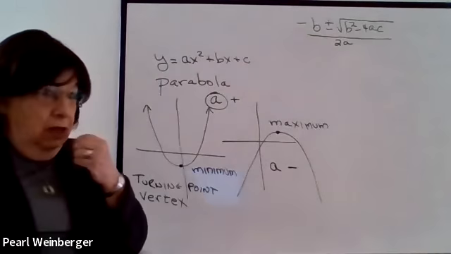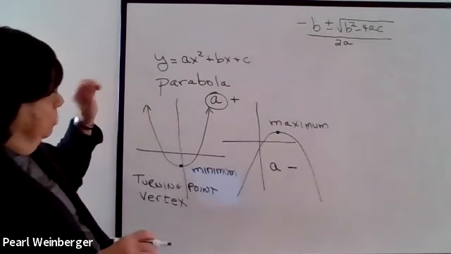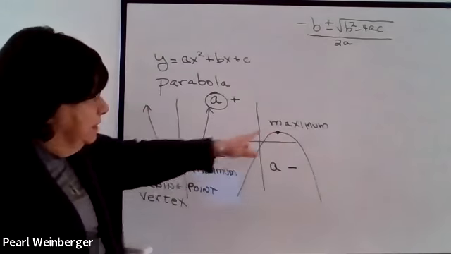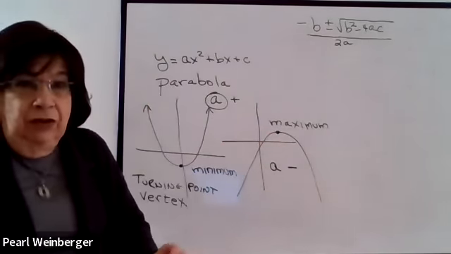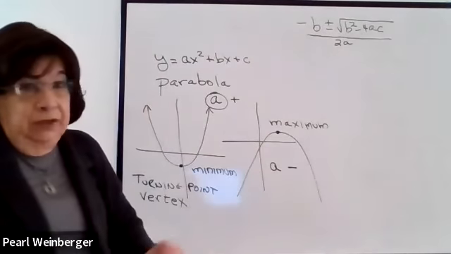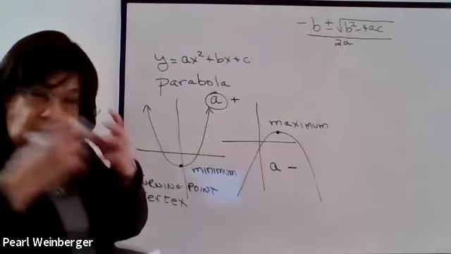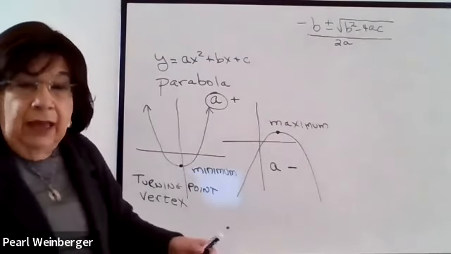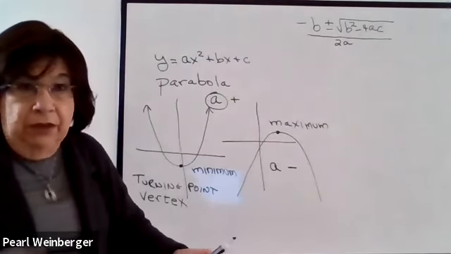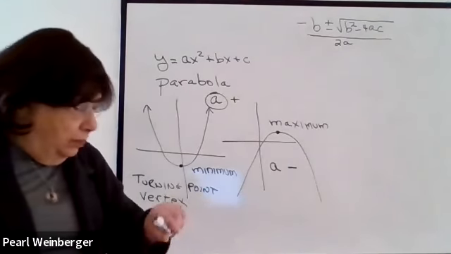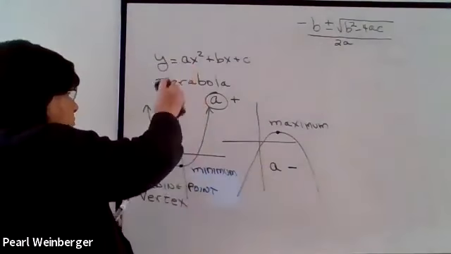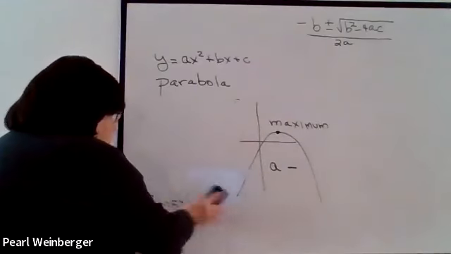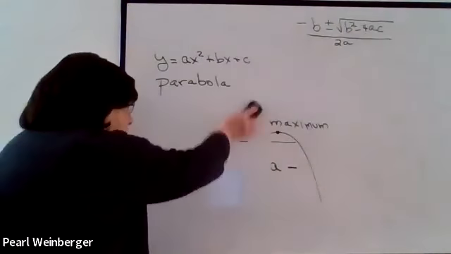I would say the other thing that's very important to know would be to know where this vertex is, because if I know that I have a parabola that opens down and I know where its vertex is, I have a very good picture of what that graph is going to look like. And actually, there is a formula that allows us to find the vertex. So let me give you that formula, and then I'll show you how it applies to a particular example.